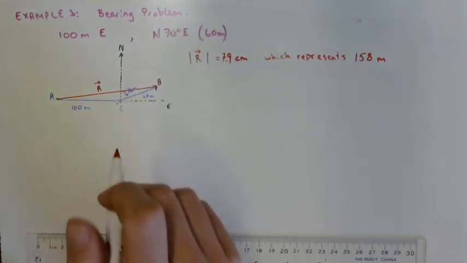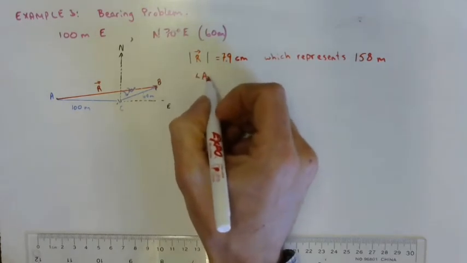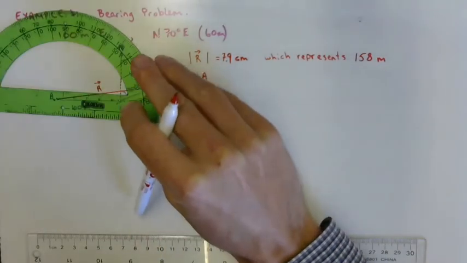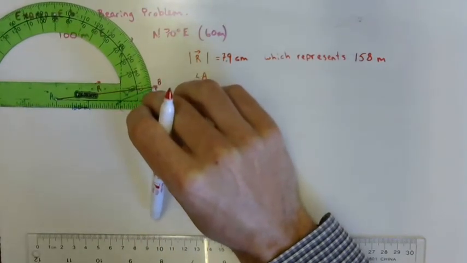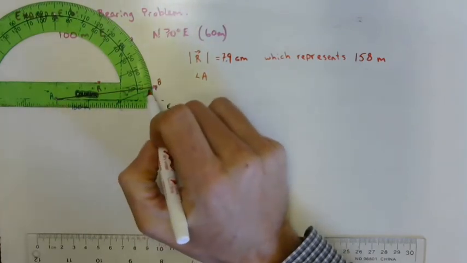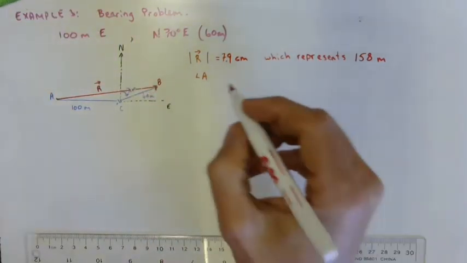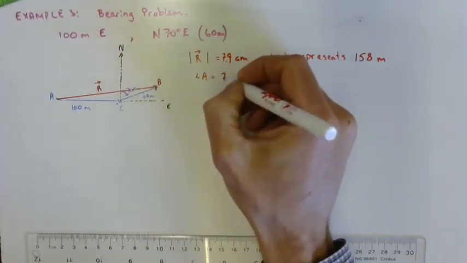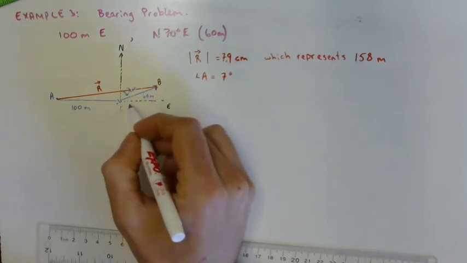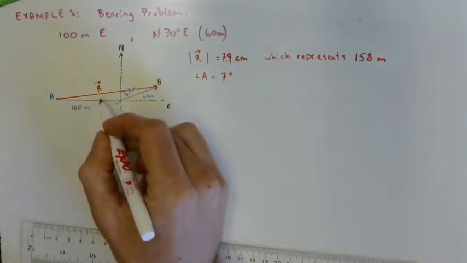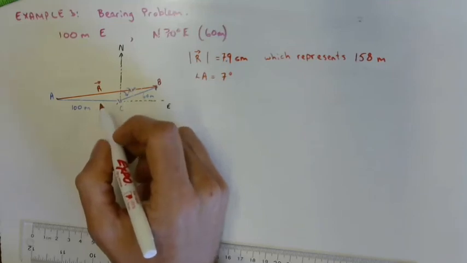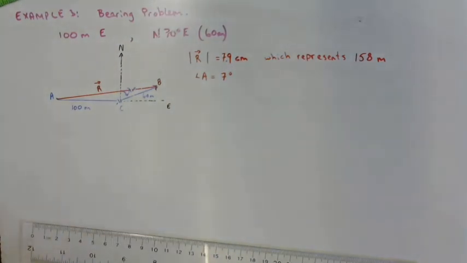And angle A then, if I measure with my protractor, stick my protractor with the dot here, right along that bottom line, I get an angle of 7 degrees. Okay, angle A is 7 degrees, and that is relative to the east. So I was heading east and then up to the north. So I need to actually convert that to a quadrant bearing. I need to have that north heading toward the east.